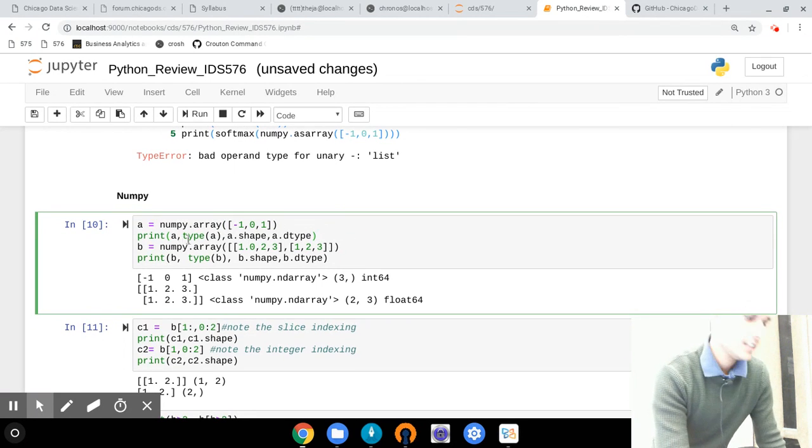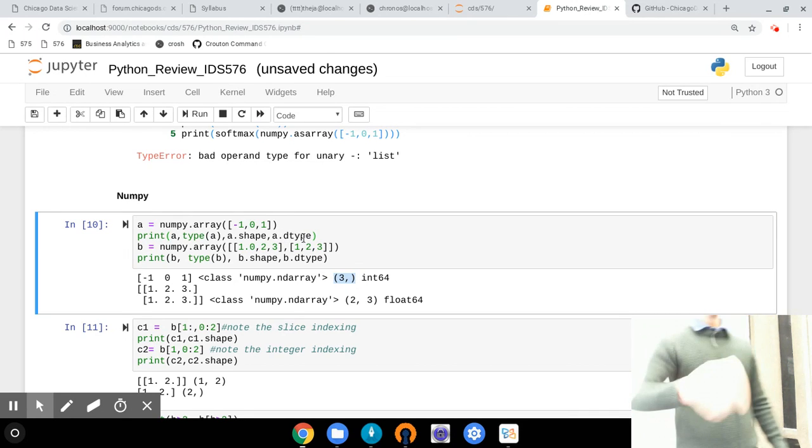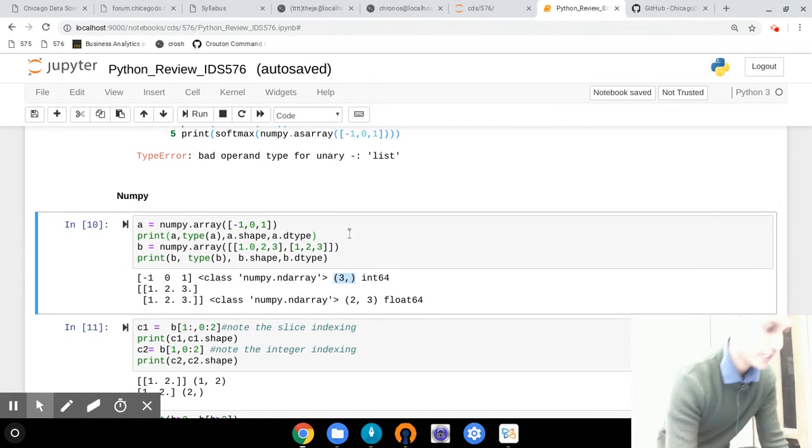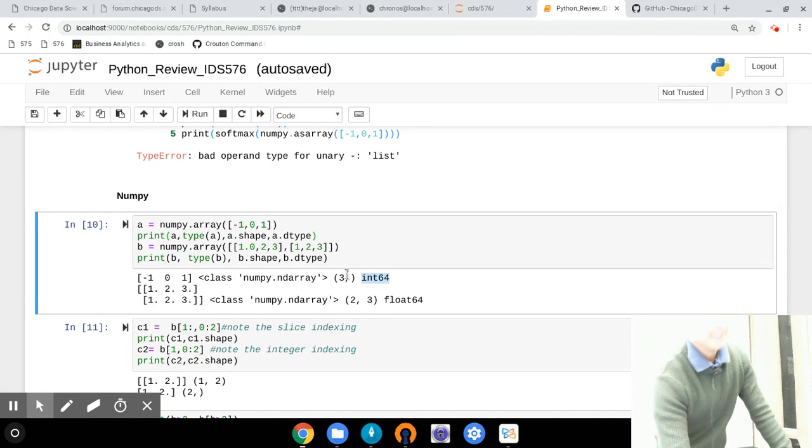A itself, then the type of A. It should return some sort of NumPy array, and the shape of A. If it's a vector, then it's going to be something like 3 comma nothing else, and A dot dtype is just the type of entries in the NumPy array. You can change this to other things like float and so on. If the inputs already had something like 1.1, then this would be float.